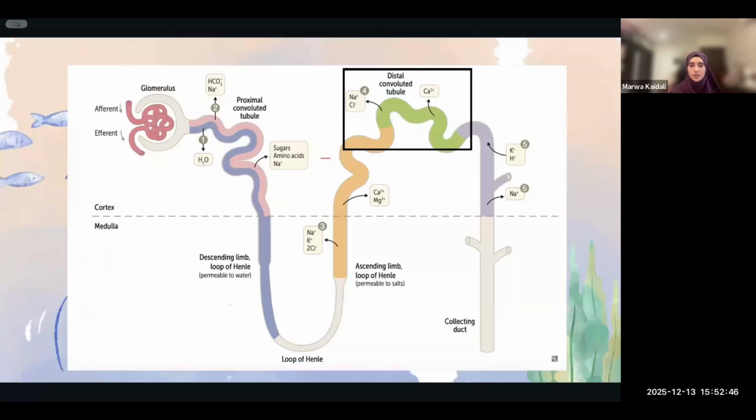Okay. So now we're done with the thick ascending limb of Henle, and we're going to move on to the distal tubule. The distal tubule is divided into two parts: the early part and the late part. The early part we're going to cover separately, while the late part we're going to cover with the collecting duct, because the late distal tubule and the collecting duct have similar channels and similar functions, so they're going to be grouped together. We're going to start with the early distal tubule.